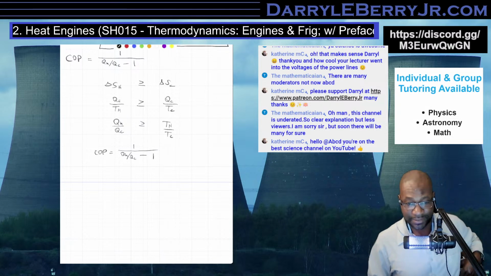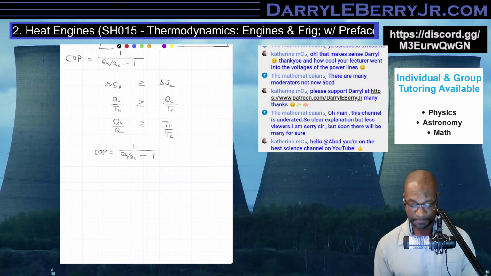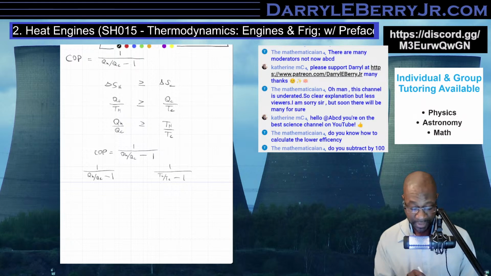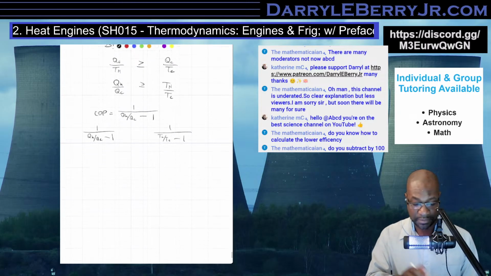So I need to think about this again, because I had to think about this myself earlier. So let's look at this. QH over QC has to be greater than or equal to TH over TC. Let's go ahead and write both of these. I'm going to write 1 over QH over QC minus 1. And on this side, we have 1 over TH over TC minus 1. So if QH is going to be bigger, right? If QH is going to be bigger, then when I subtract 1, so let's actually extract this.